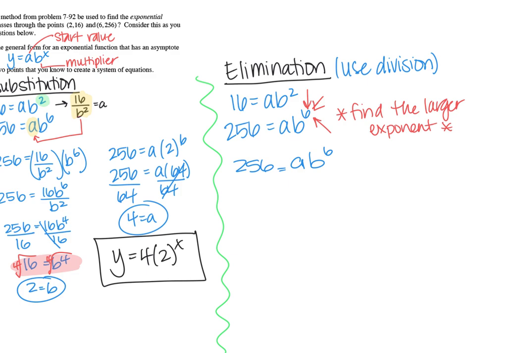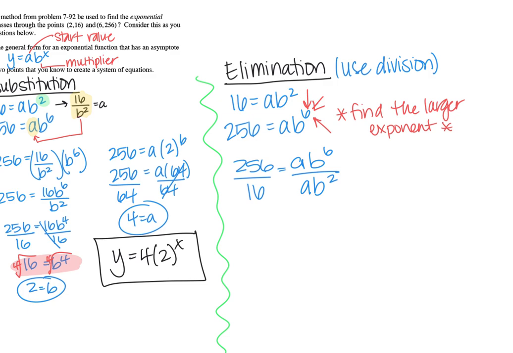Now, be really careful. You cannot draw a line like this. I will mark this wrong all day long. You cannot divide equal signs. So when you do this, you're dividing 256 by 16, and you're dividing ab to the 6th by ab squared. If you have one solid division bar, I'm going to deduct points. Okay, now that I've said that.